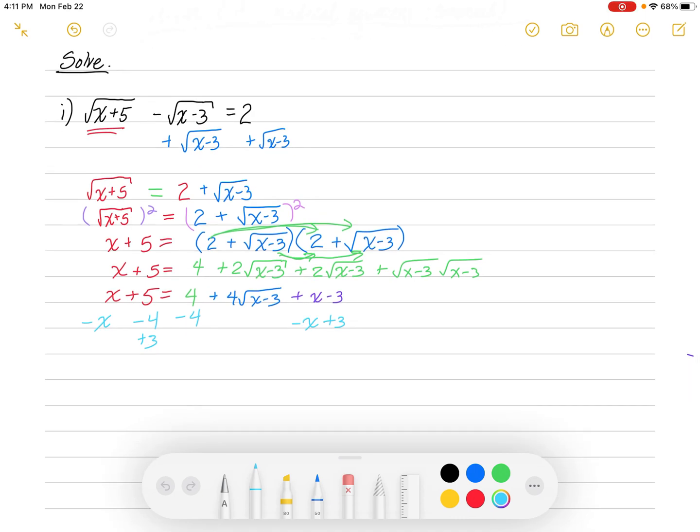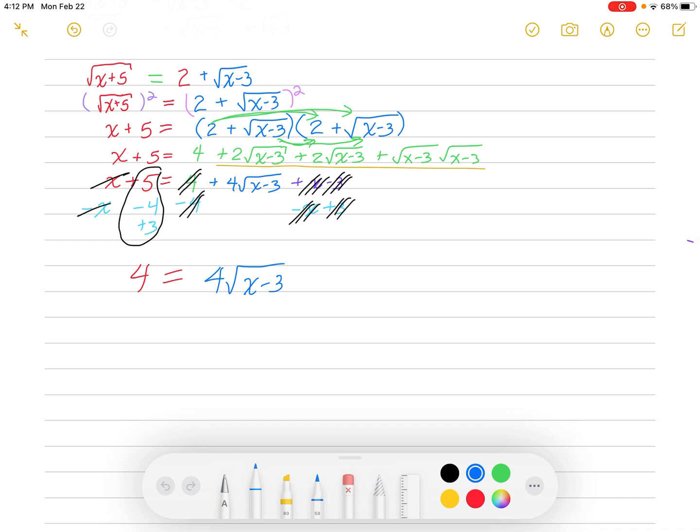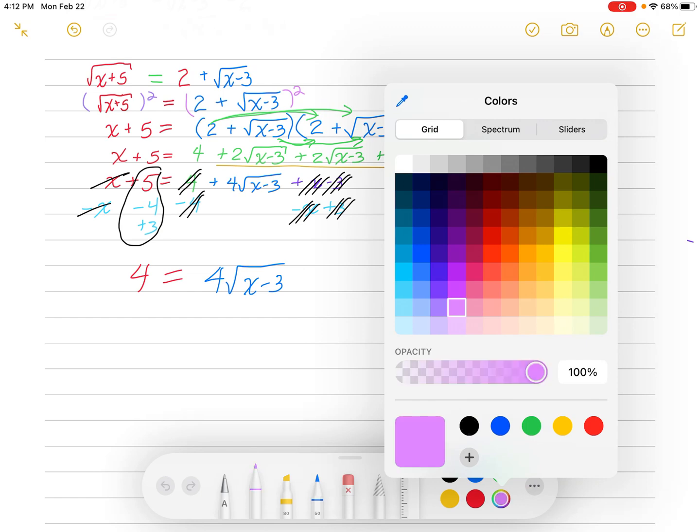So on the left side, x cancels with minus x, and we have 5 minus 4 and minus 3. 5 minus 4 is 1, plus 3 is 4, so I'm going to have 4 equals, on the right side, the 4 cancels with the minus 4, the x cancels with the minus x, and the minus 3 cancels with the plus 3. And all we have left on the right side is 4 square root of x minus 3. So solving this radical equation, now that we have the radical part by itself, we're going to square both sides.